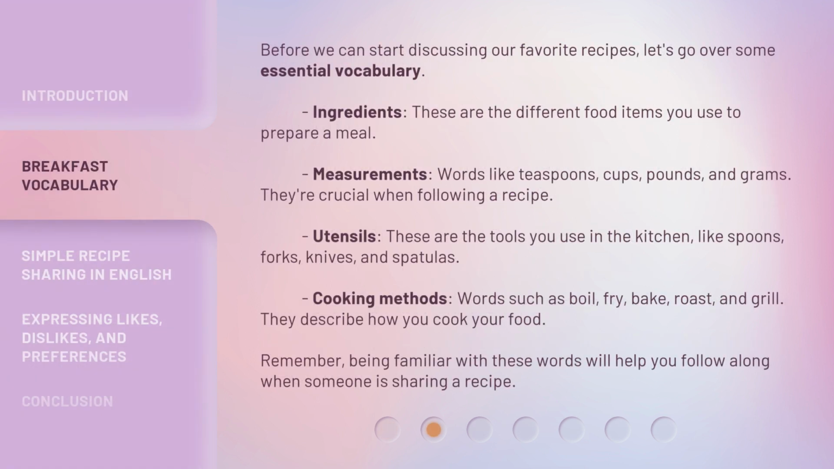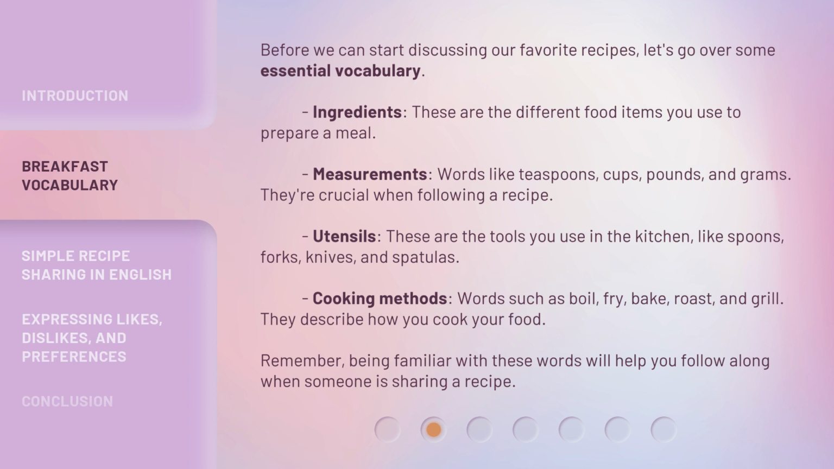Before we can start discussing our favorite recipes, let's go over some essential vocabulary. Ingredients. These are the different food items you use to prepare a meal. Measurements. Words like teaspoons, cups, pounds, and grams. They're crucial when following a recipe.